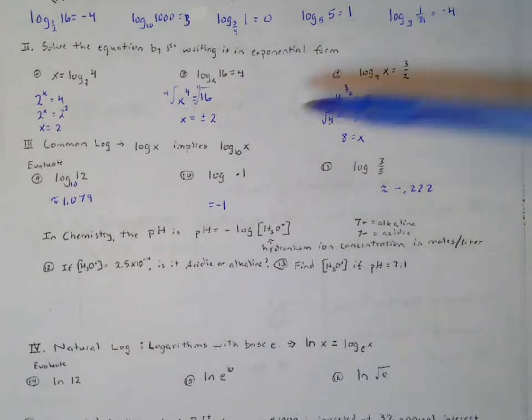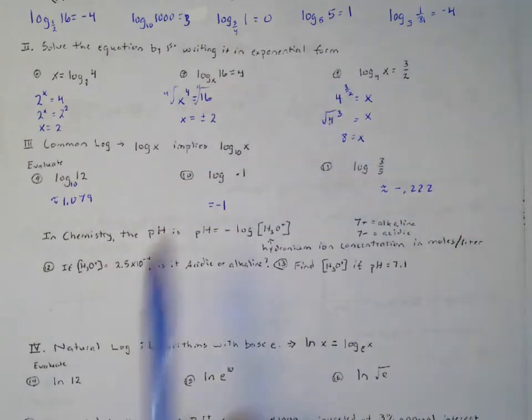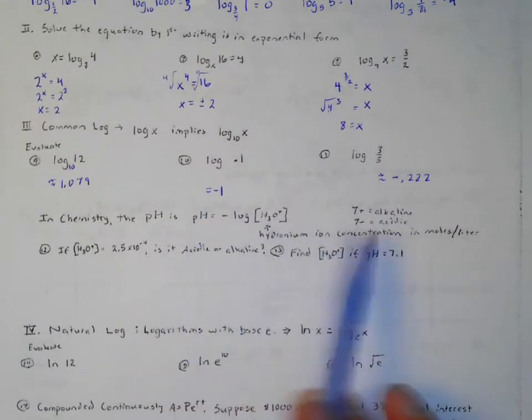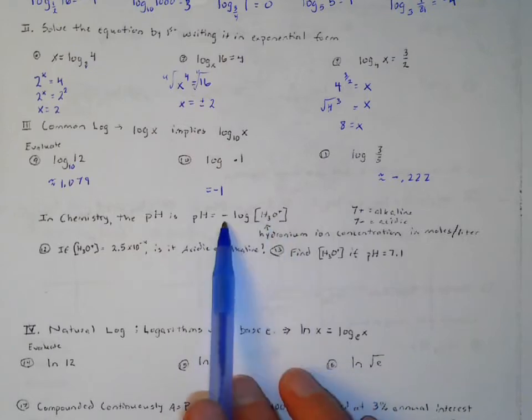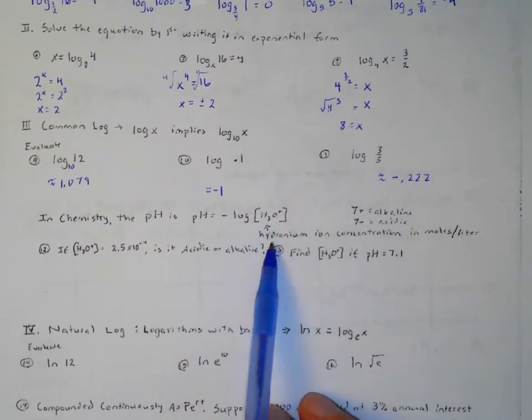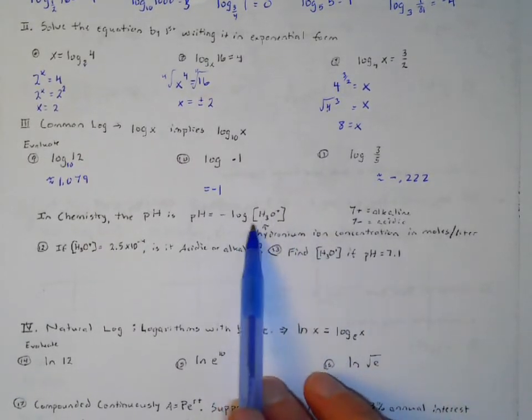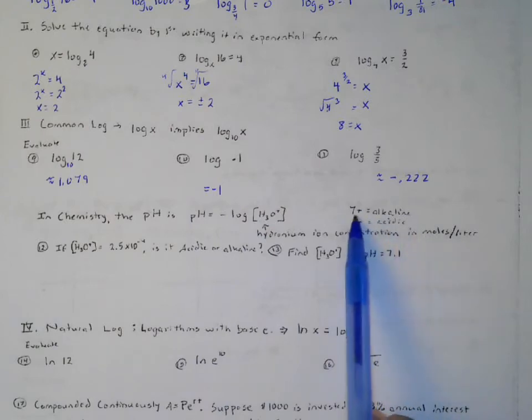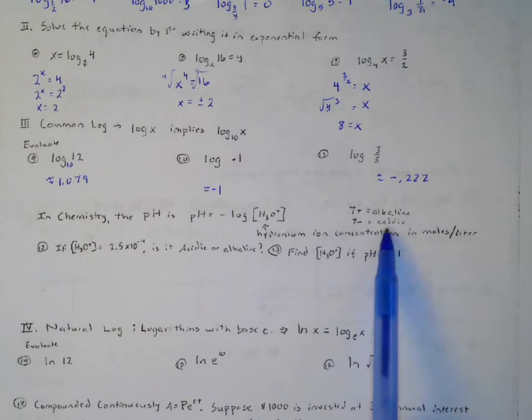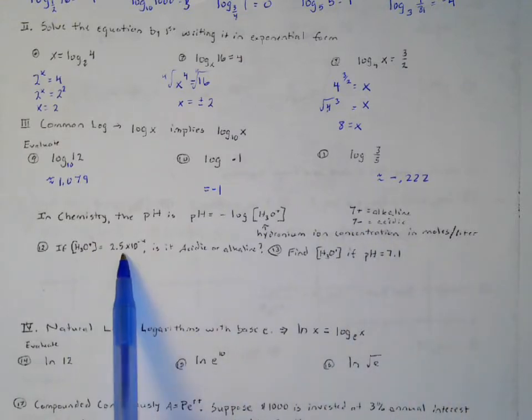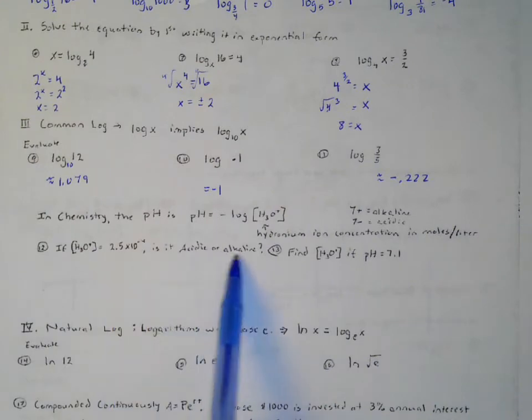So a little bit of applying here in chemistry. The pH is this equation. It's negative log of the hydrogen ion concentration in moles per liter. Okay, it's based upon a log function. So if you have 7 or above, it's alkaline, and if it's below 7, it's considered acidic. Okay, so if our concentration is this, is it alkaline or acidic?